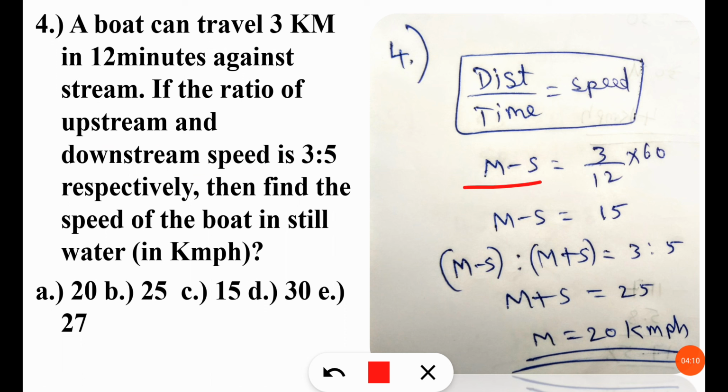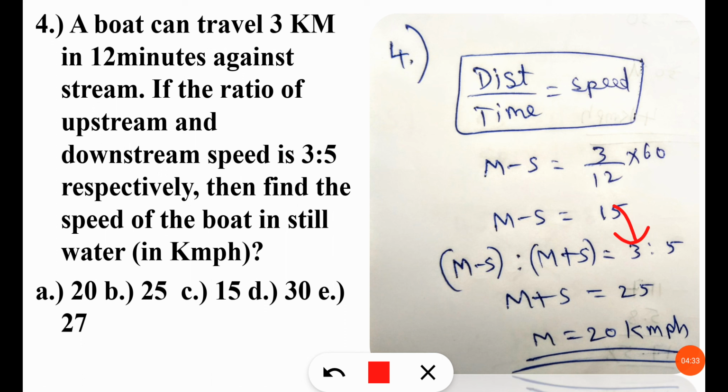m minus s, that is upstream speed, is equal to 3 by 12, 3 kilometers by 12 minutes. 12 minutes converted into hours, it becomes 12 by 60. So 3 by 12 into 60. Finally, m minus s, upstream speed equal to 15 kmph. And it is also given that upstream speed is to downstream speed equal to 3:5. So 15 kmph value is 3 parts.